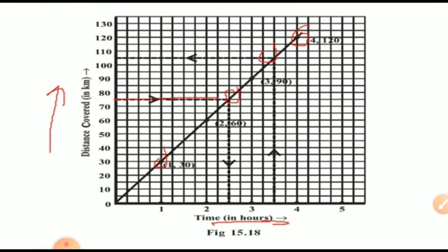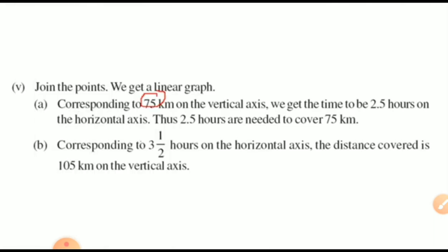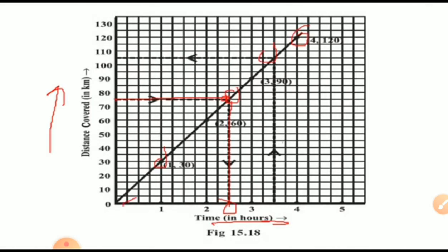75 पे कितना टाइम रहेगा बेटा? 2 hours and half. Yes, 2 घंटा and आधा घंटा. सेम में उल्टा ले लो बेटा, नीचे से ऊपर, तो आपको मिलेगा 105 kilometer.